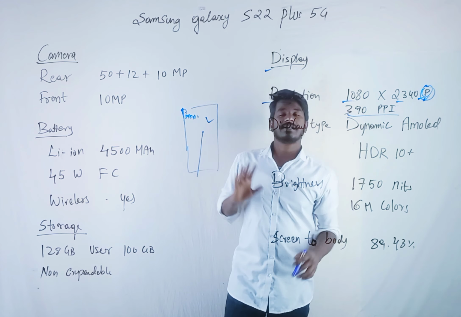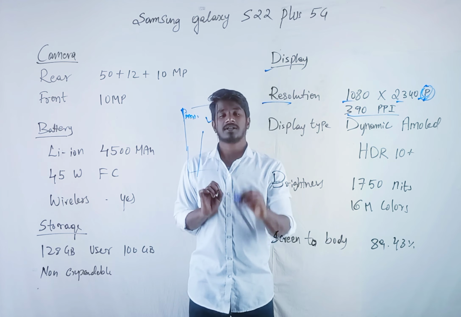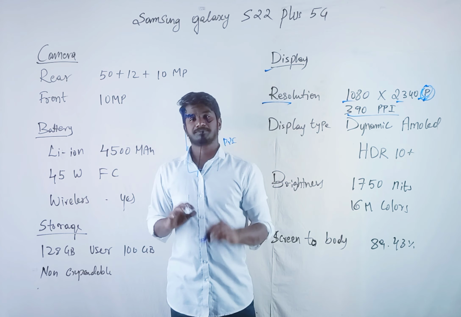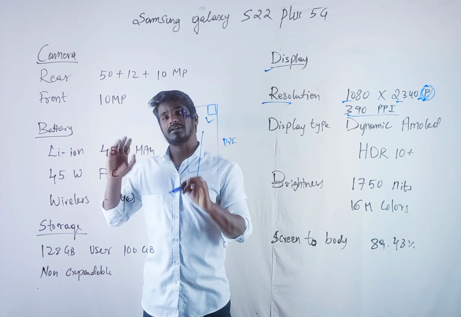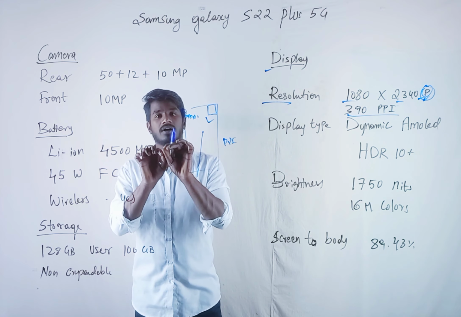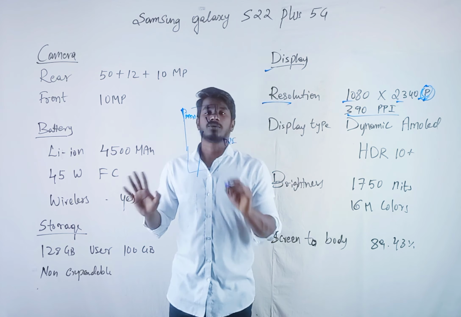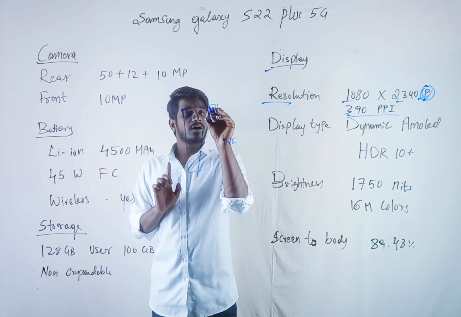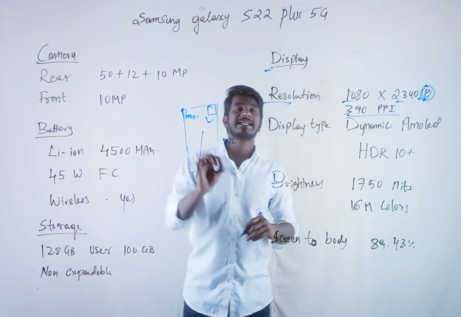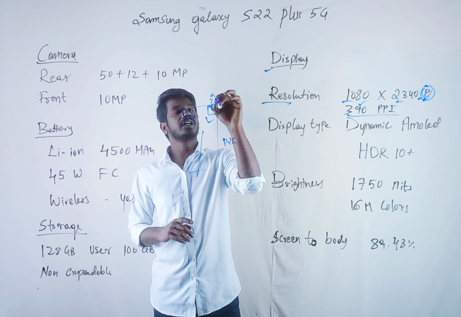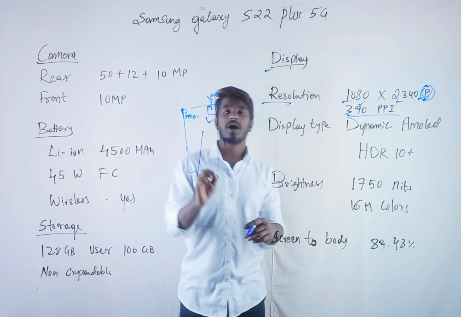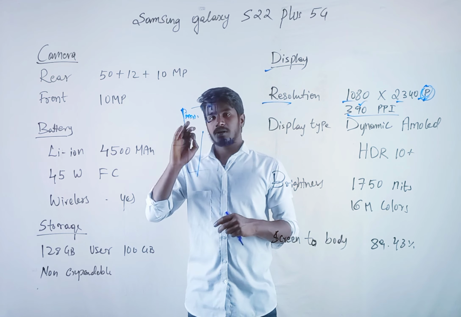And pixel density, that means pixels per inch in your mobile. This is your inch, right? A small piece will be one inch in your phone. In that 1 inch, how many pixels are there? That is 390 pixels in the 1 inch display, right?